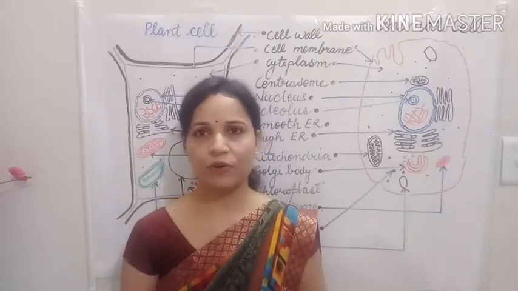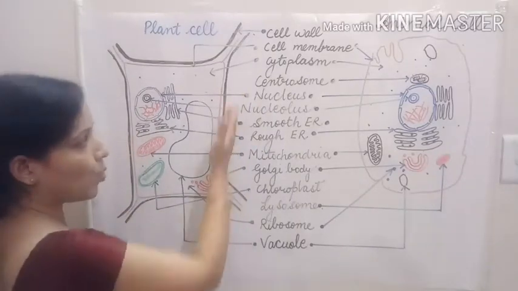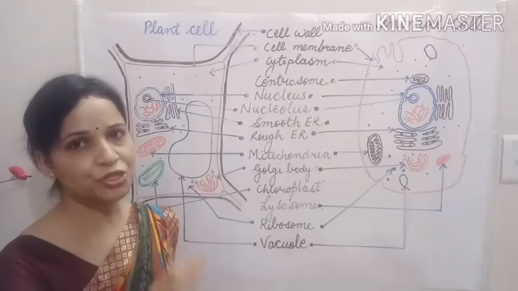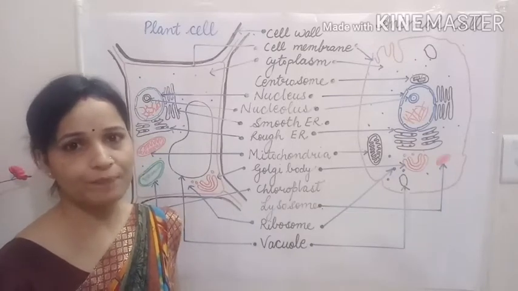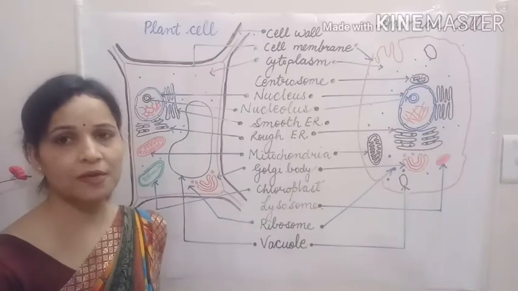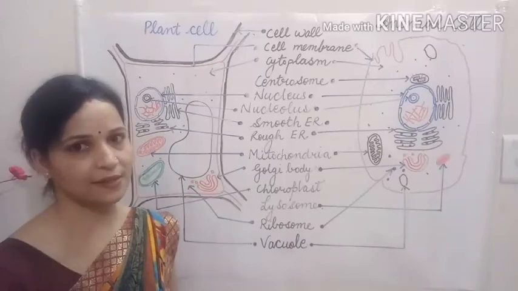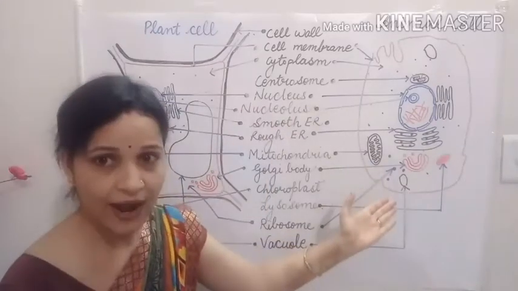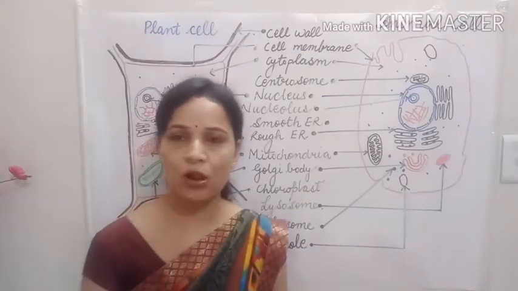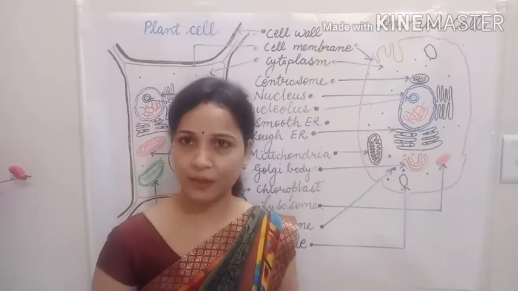Now, what is the function of the cell wall? The cell wall supports, protects and gives a rigid shape to the plant cell. But on the other hand, animal cell does not have a cell wall, which means it does not have a rigid shape.